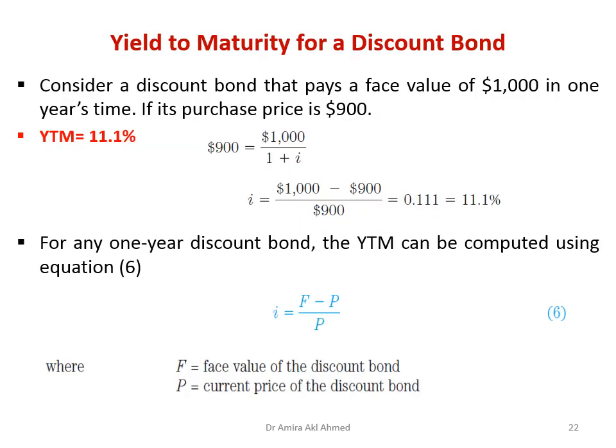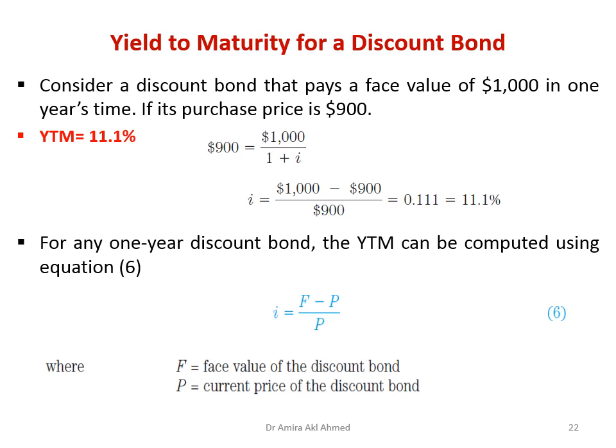Calculation of the yield to maturity for a discount bond is similar to that for the simple loan. Let us consider a discount bond such as a 1-year U.S. Treasury bill that pays a face value of $1,000 in 1 year's time. Assume that the current purchase price of this bill is $900. By equating this price to the present value of the $1,000 received in 1 year and solving for i, we obtain the value of 11.1% as the yield to maturity.